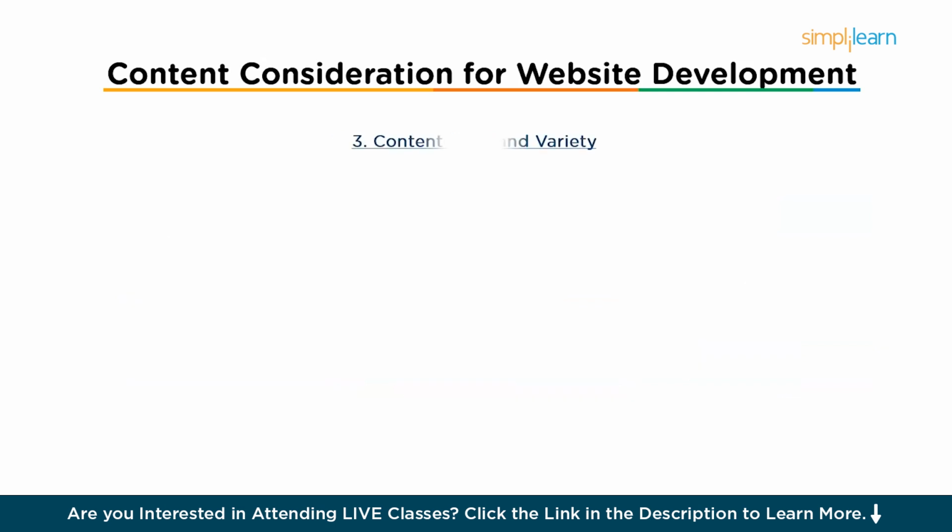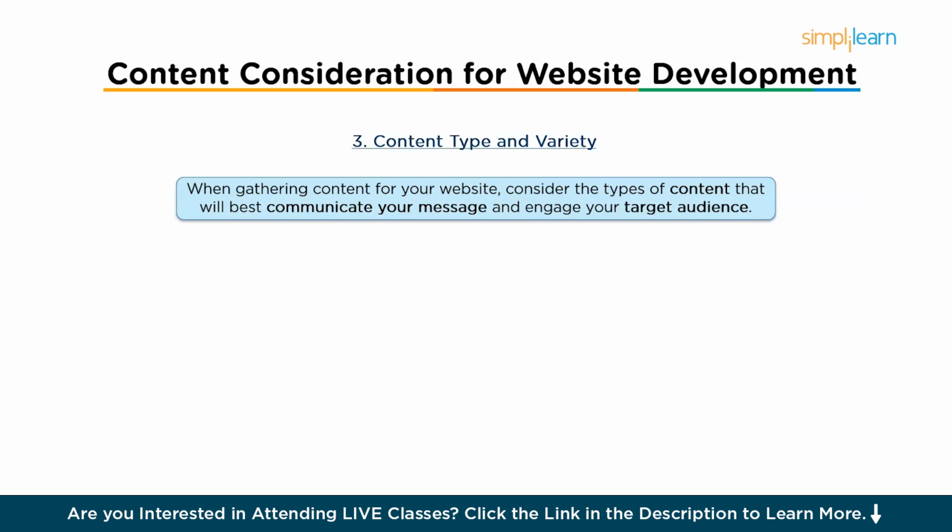So, the third factor is content type and variety. When gathering content for your website, consider the types of content that will best communicate your message and engage your target audience. Different types of content serve different purposes, and the variety you choose will contribute to the overall success of your site.